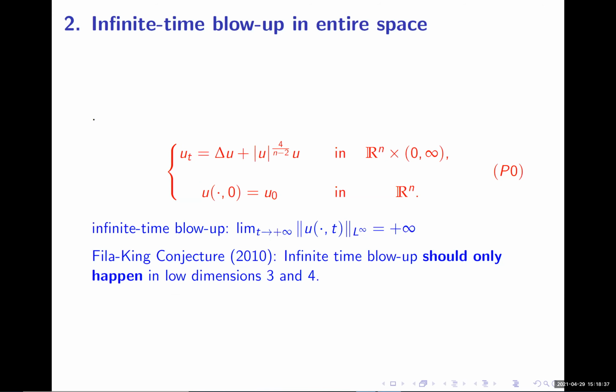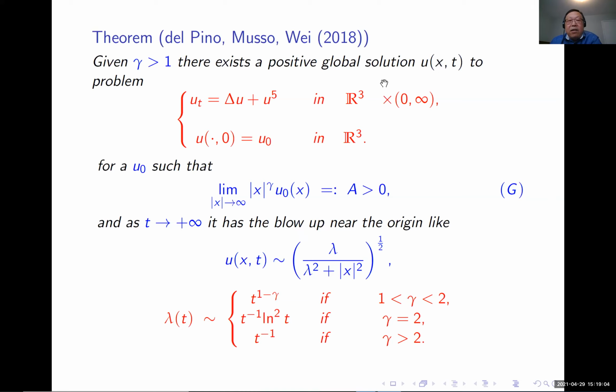And so I have discussed the finite time, right? We can also deal with the infinite time. So infinite time is when you have global existence of solution, but the solution blows up at infinity. That's called infinite time. Now for infinite time it's more rigid. You know, Fender and Kenig conjecture that infinite time blow-up should only happen in dimensions 3 and 4. Only dimensions 3 and 4. And 2 years ago, we solved this conjecture in dimension 3.